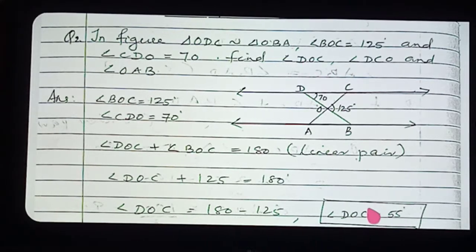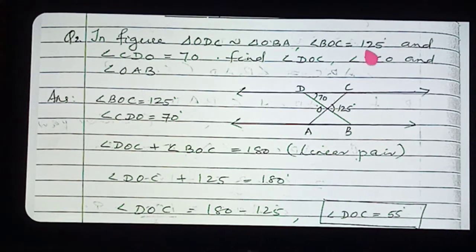So you got the angle DOC. Clear? So how did we find out? Once more, see. This angle and this angle form a linear pair. Therefore the sum is 180. So BOC we already know, and DOC is equal to 180 minus 125. Therefore DOC is equal to 55.